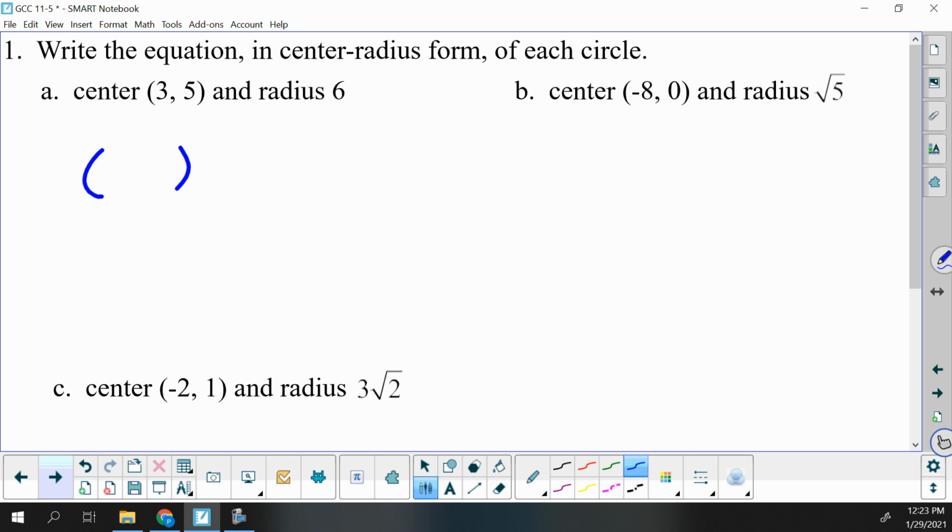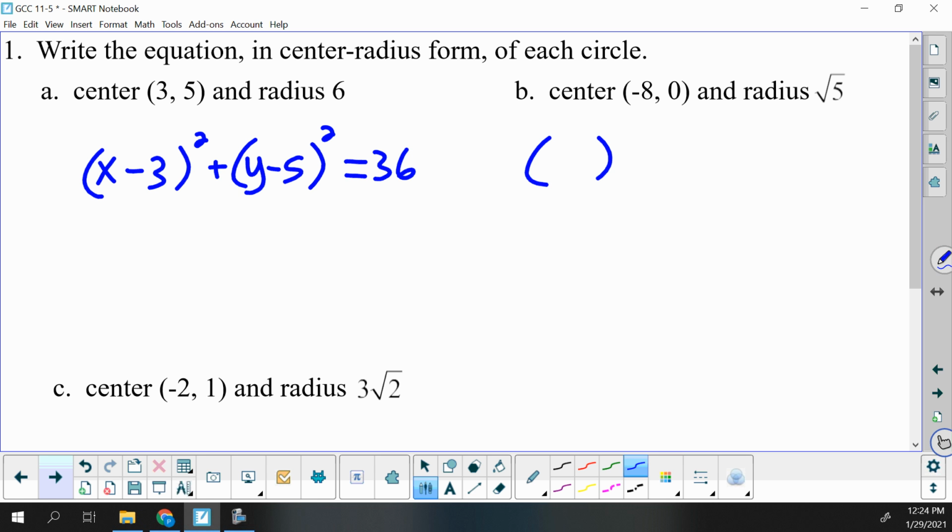So our general center radius form of a circle. We'll have x, we'll have y. In our parentheses, it should be the opposite signs of our center. So we'll have x minus 3 and y minus 5. And then over on the right, it'll be equal to the radius squared. Well, 6 times 6 gives us 36. And that's it. That's your center radius form of the circle.